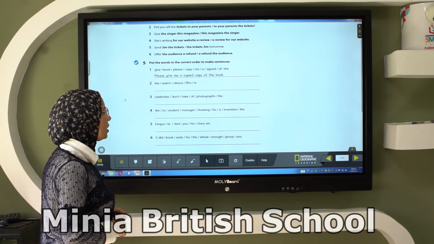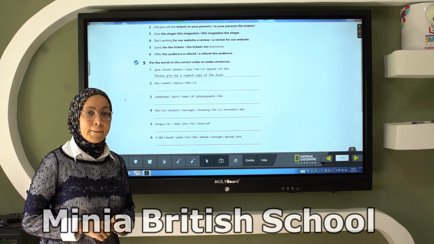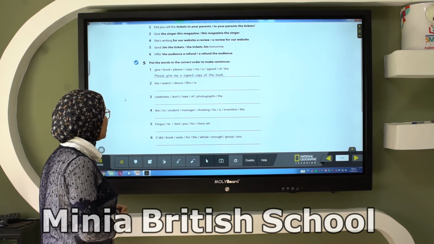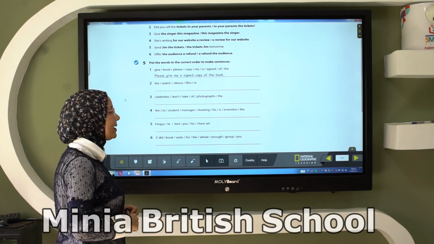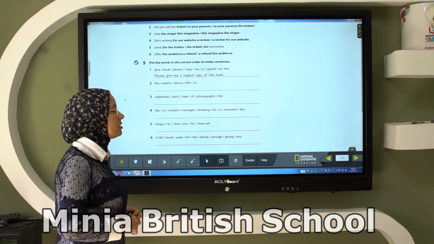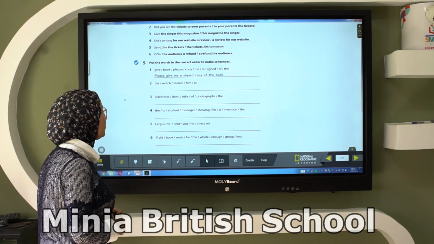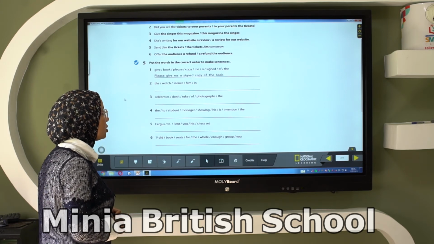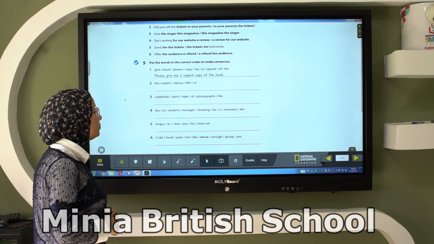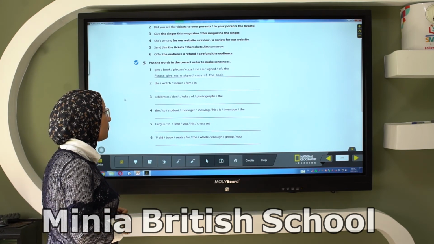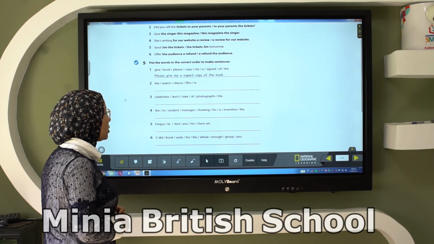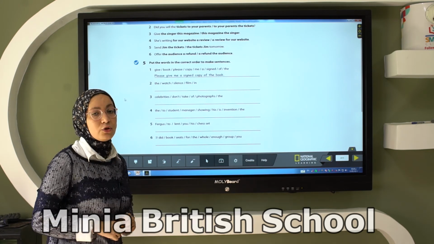Number three: celebrities don't take off photographs there. Yes, don't take photographs of the celebrities. Very good. Number four: the two student manager showing his invention there. The student is showing his invention to the manager. Very good. Number five: Fergus to lend you his chess set. So Fergus lent you his chess set. Number six, and the last one: did book seats for the whole enough group you. So did you book seats for the whole? Did you book enough seats for the whole group?